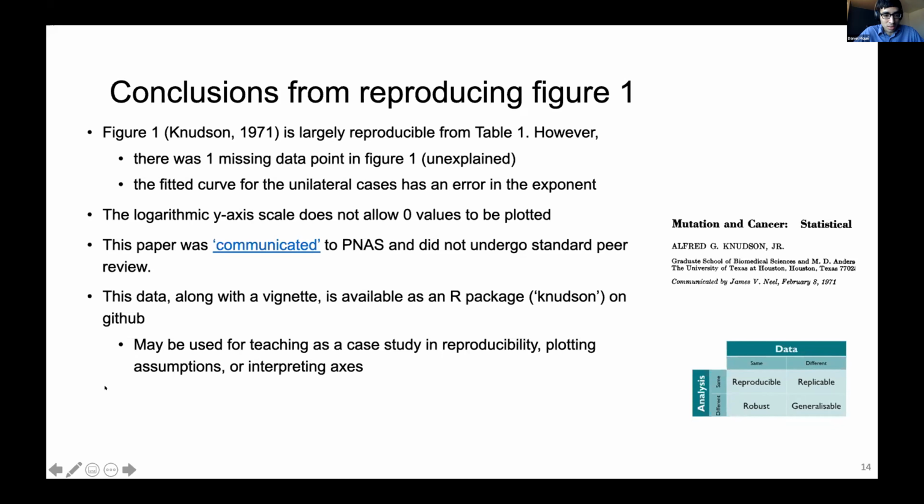And finally, this vignette is part of an R package that's available on GitHub. Potential uses for this vignette or this work could be in teaching, as a reproducibility case study, or for trying to interpret different plotting styles and different decisions when making graphs.